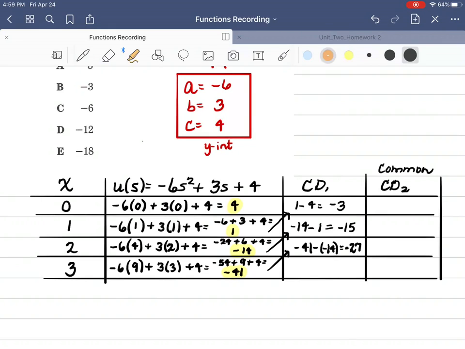So then I'll take this set of outputs and bring them up here to do the next column. So negative 15 difference negative 3 is negative 12. And then negative 27 difference negative 15 is also negative 12. And now it's common. That's a good thing. And that's the answer that we're looking for.